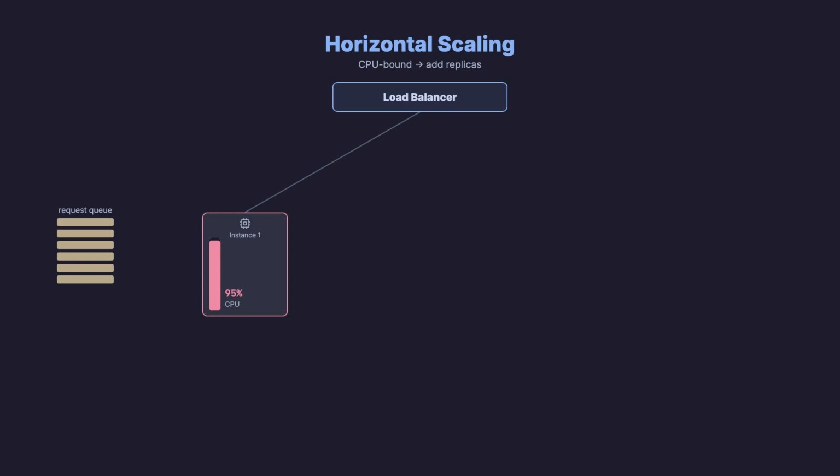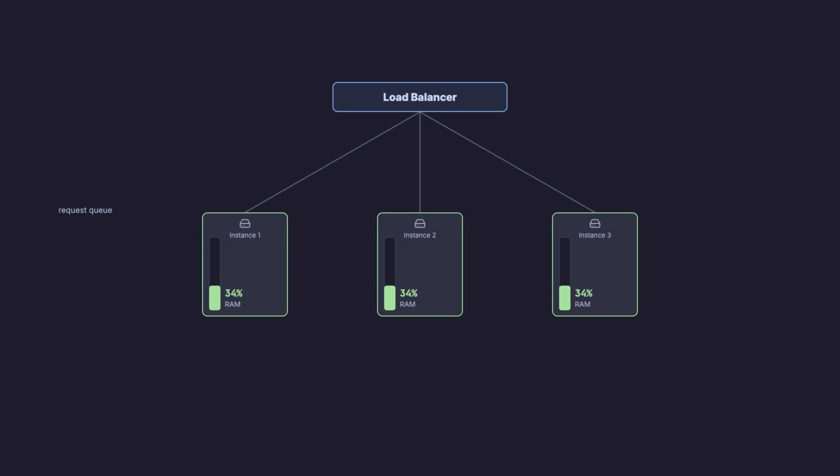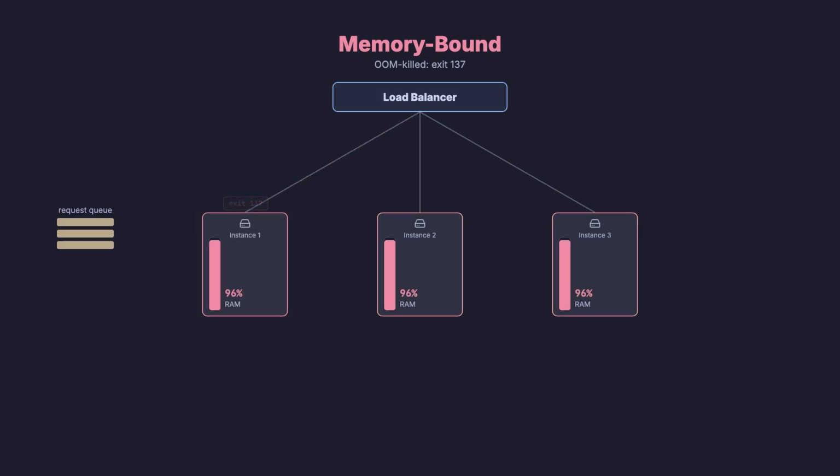I've lived this twice. The first time it was a classic CPU-bound bottleneck. The request queue was growing, latencies climbed, and the health checks started failing. Spinning up more instances behind the load balancer worked beautifully. The traffic spread out, each instance got a smaller share, and latency dropped. We wrote horizontal scaling on the whiteboard and felt clever.